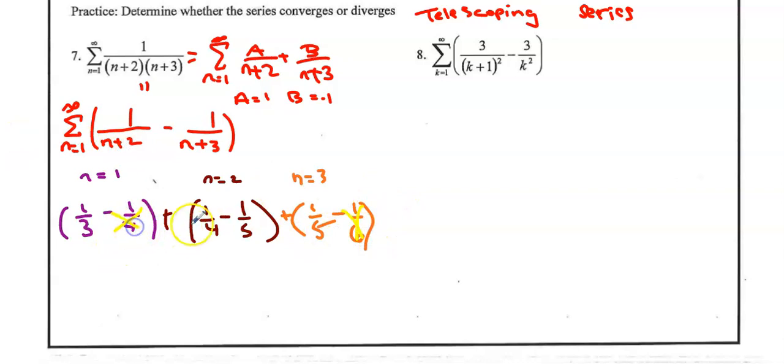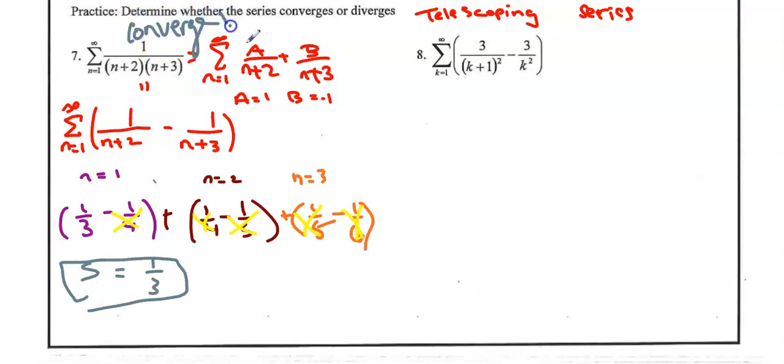You can clearly see that the 1/4 cancels out, the 1/5 cancels out, and I can do this for an indefinite amount of time. So the sum of this series is 1/3, and we can also say that this series is going to converge. All right, so let's look at the next example and see what we can do about that.